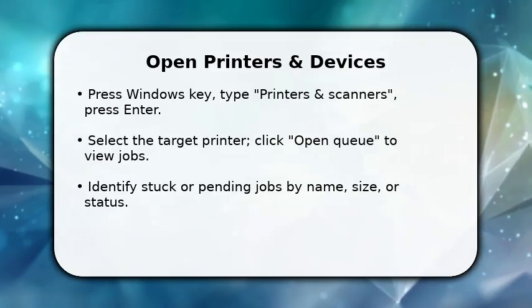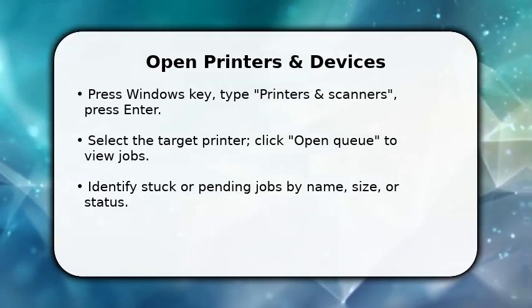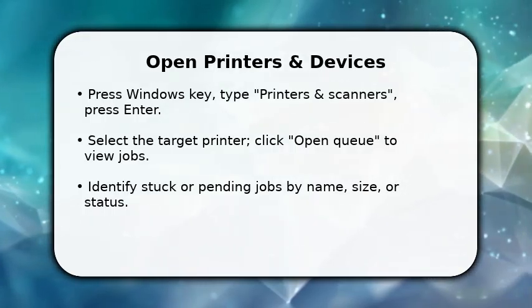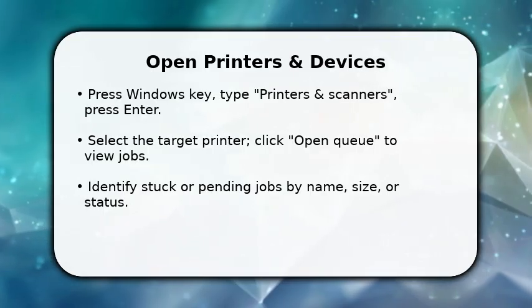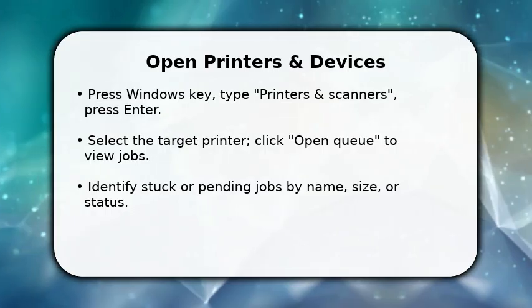You begin by opening printers and scanners so you can act on the queue directly. Once there, select the printer that has the pending job and click Open Queue. This shows all items waiting to print. You do this now because clearing the queue from the source prevents new jobs from accumulating.